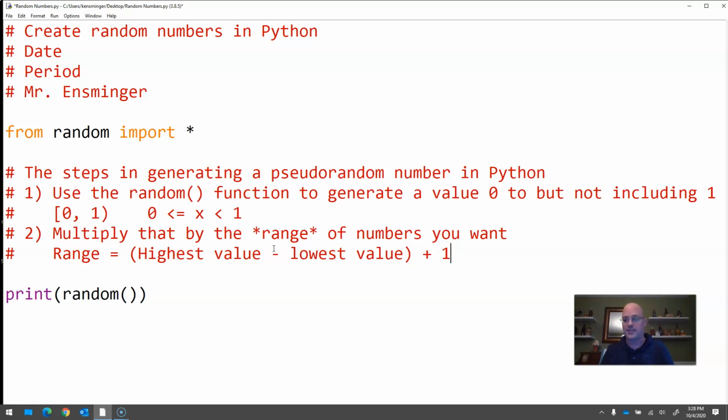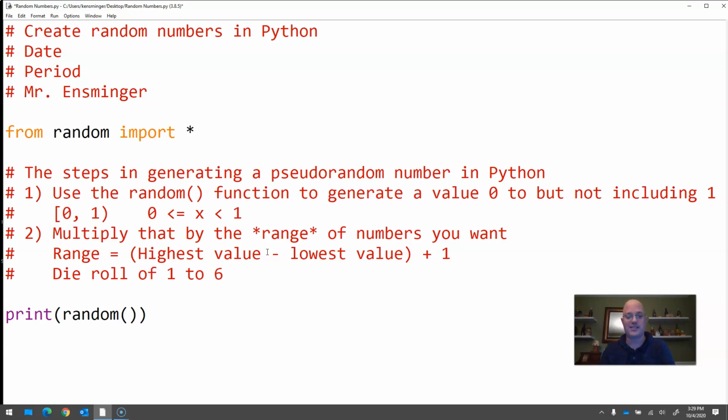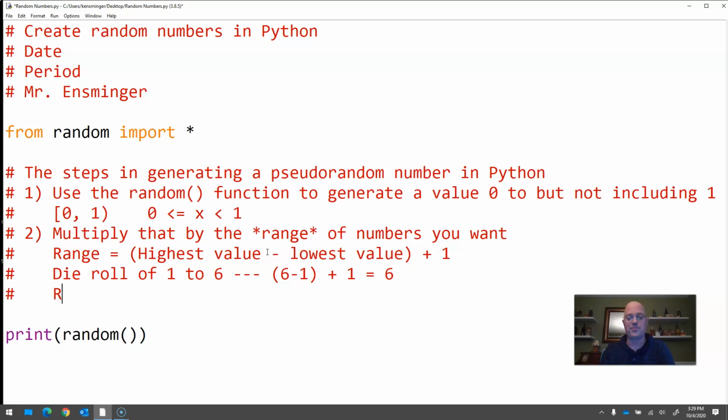So if I do 1 to 6, like I'm talking about a random die roll, you take the highest value, which is 6, minus 1, which is 5, plus 1, which is 6. If the lowest value is 1, the minus 1 plus 1 cancels out. So it always ends up being just the highest value. But that's if it starts at 1. So again, on a die roll of 1 to 6, what's 6 minus 1 plus 1? Well, that would equal 6. But if I had something like a random number from, let's say, 10 to 20, right?